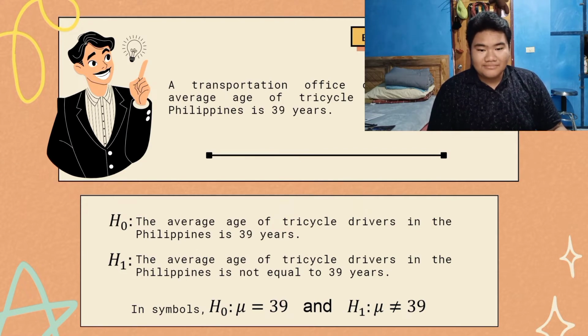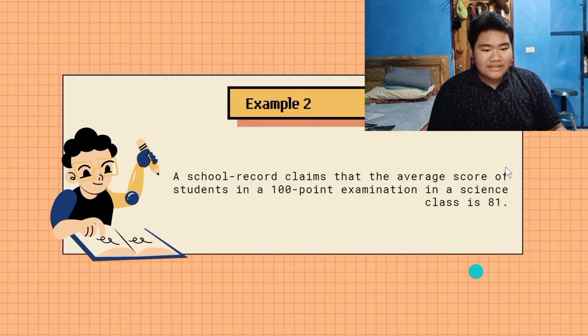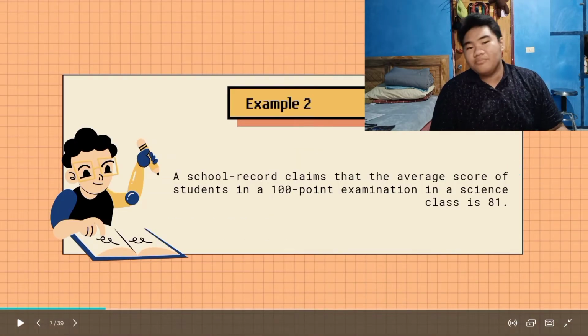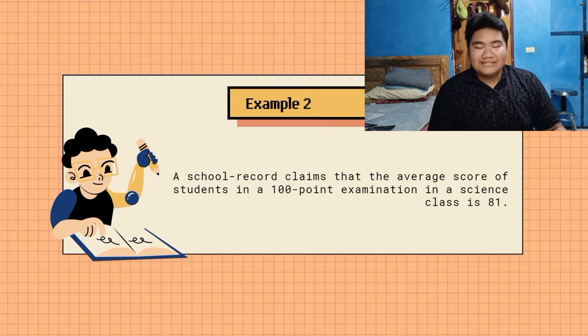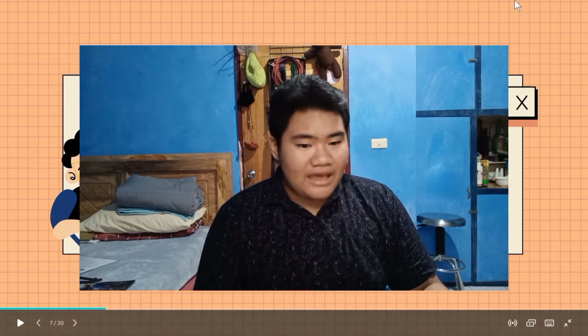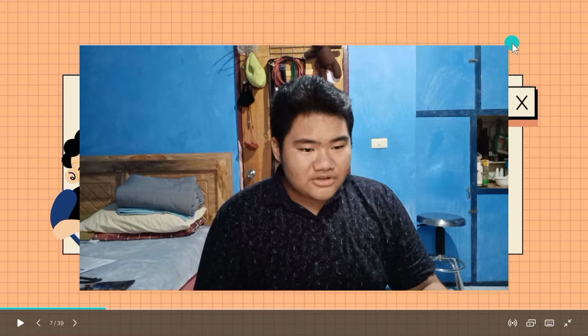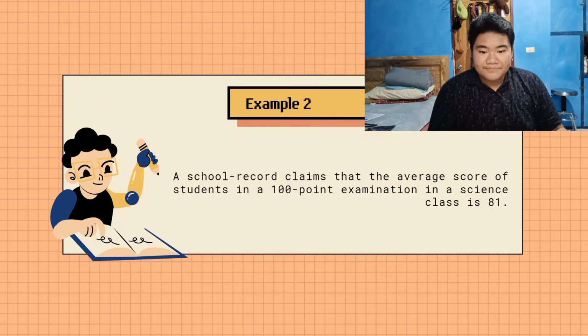Second example, a school record claims that the average score of students in a 100-point examination in a science class is 81. So, by looking at this example, it is already obvious that the null hypothesis is that the average score of students in the 100-point examination in a science class is 81.